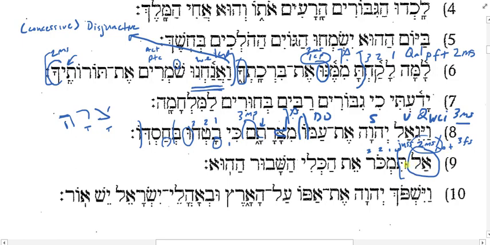So if it's jussive and negated in the second person, how do I want to translate that? Thou shalt not or don't? Yeah, do not or don't. Do not or don't makar. Don't sell. And then I have et hakeli. What's that? Yeah, do not sell the vessel.